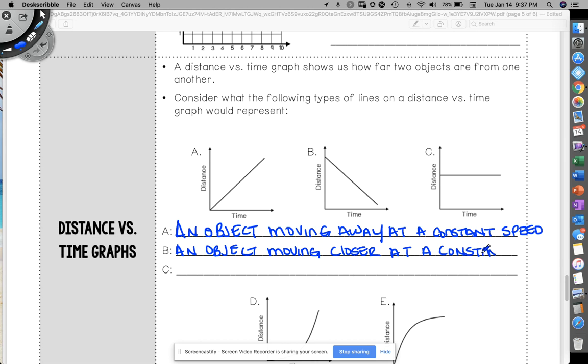You would know it's not a constant speed if you saw that the graph was not straight. The line was not straight. If it kind of started to curve or go up and down, that tells you that your speed was changing throughout the time.